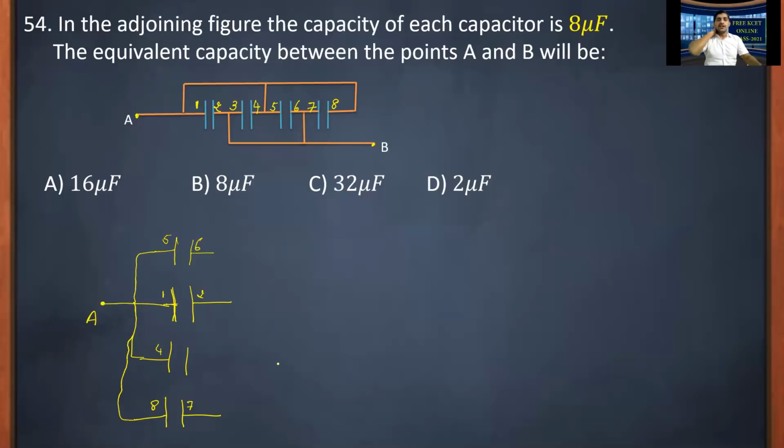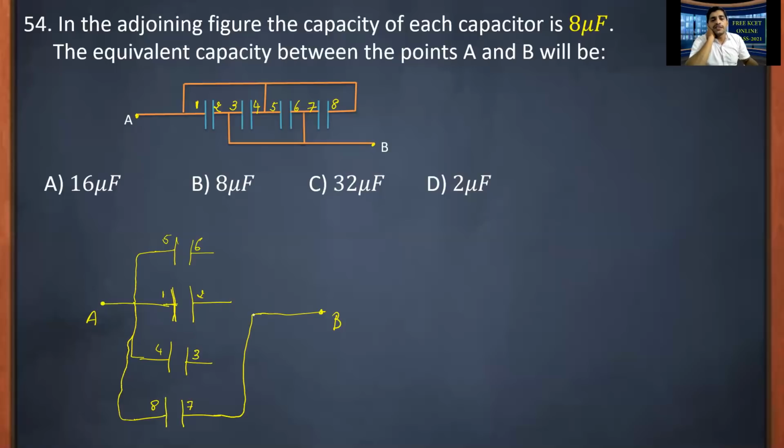Now coming to B. Where all is B connected? B is connected to plate number 7 and 6. So plate number 7 is connected. And say if this is a 4 and this must be the 3.